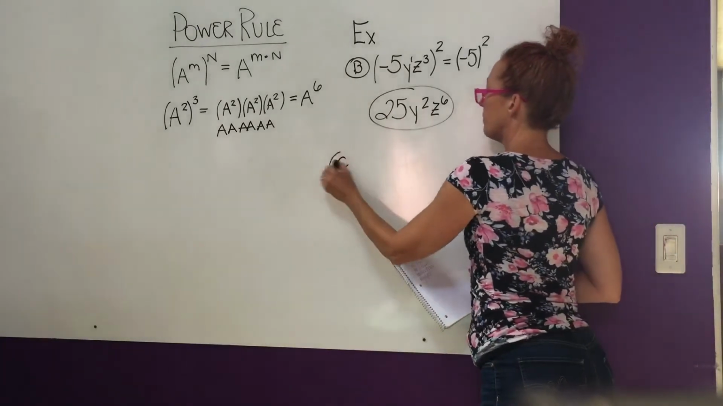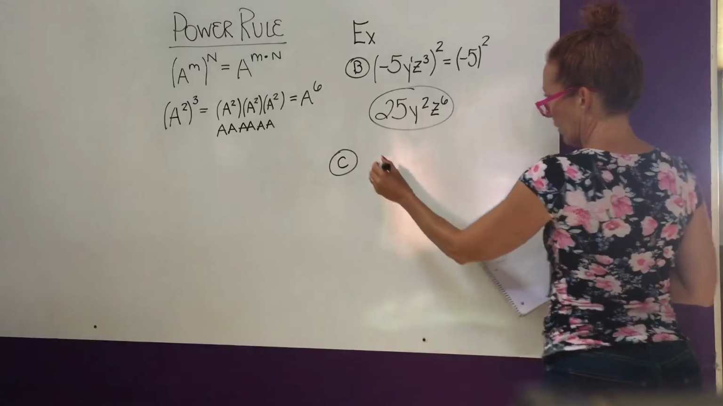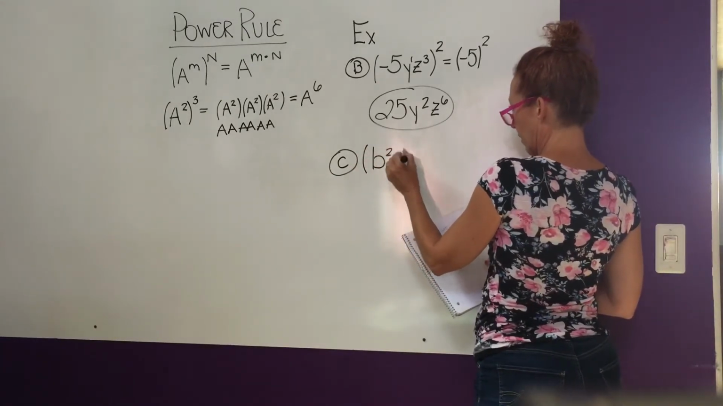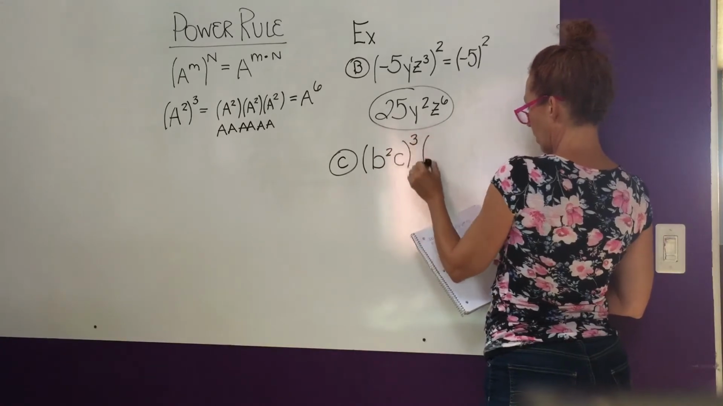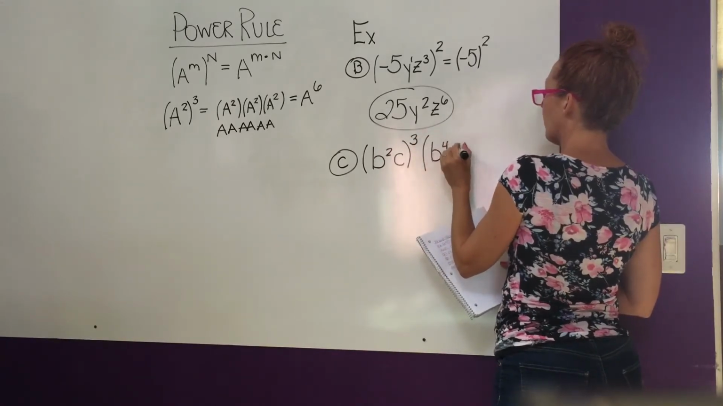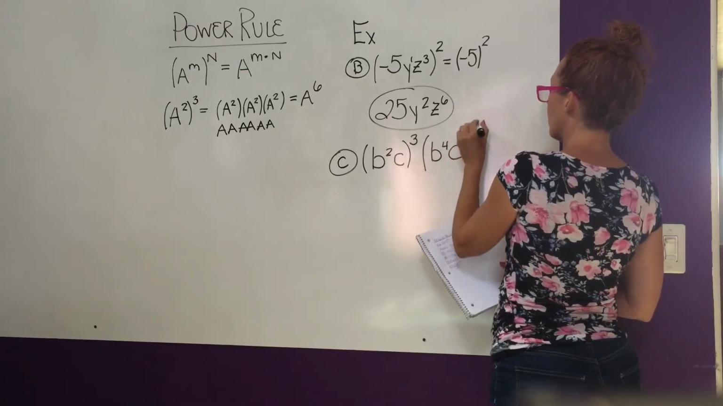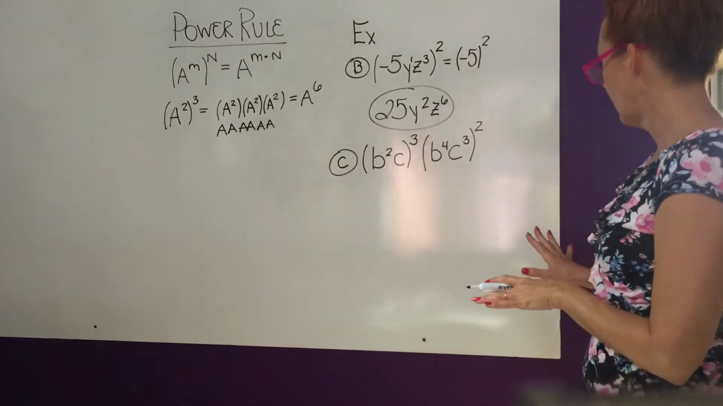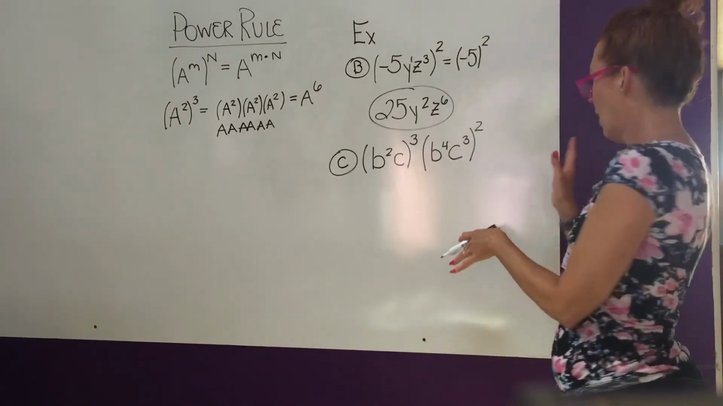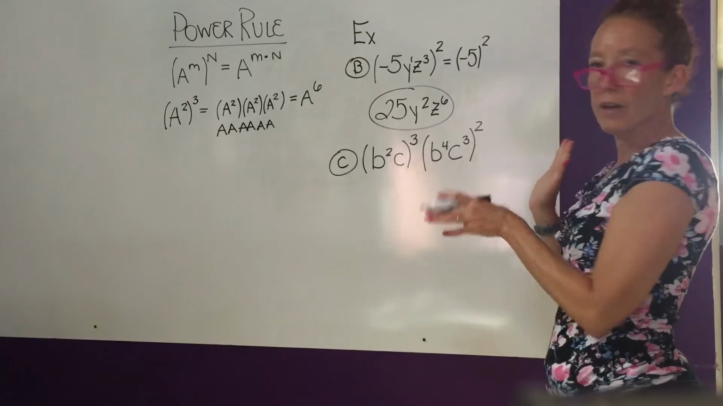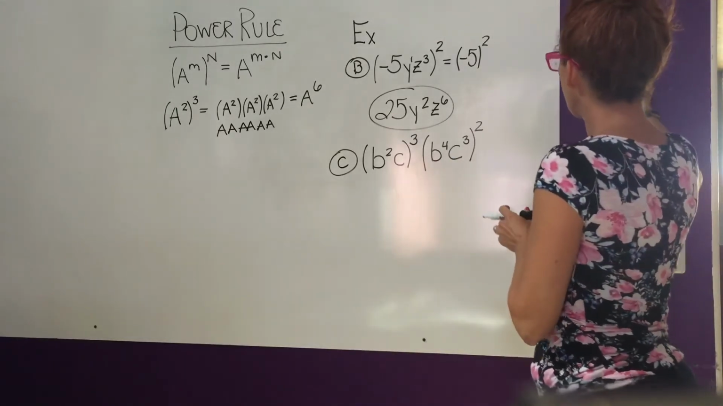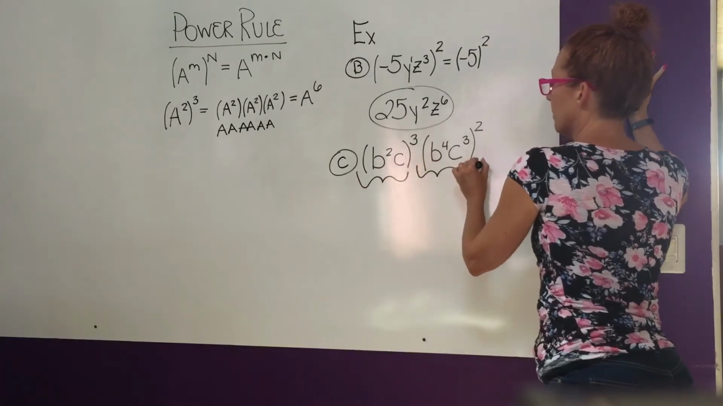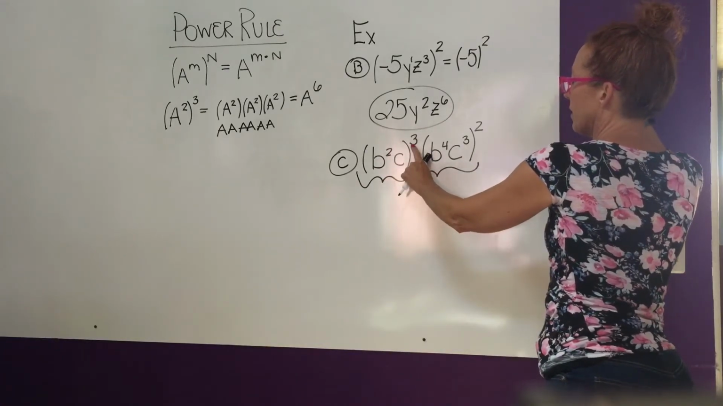Example C, I could have multiple parentheses going. So for instance, I could have b squared c to the 3rd, and then b to the 4th, c to the 3rd squared. All right, I really upped the level of difficulty here because I have the variables written down more than once. I've got lots of exponents. I would do each piece separate. So let's take care of this first.